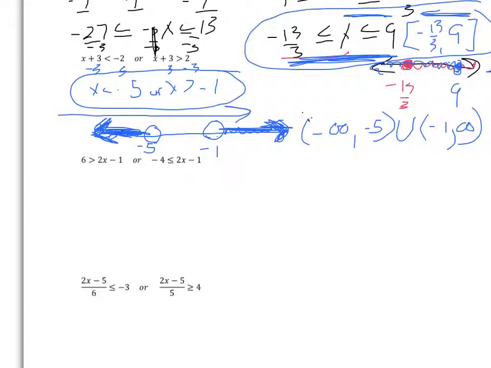And once again, we're always reading this from left to right. So first we encounter this interval, that's what we have right here. Then we encounter this interval, that's what we have right there. So this is the interval notation. Up here, that'd be the set notation. And then we have the graph of the solution.